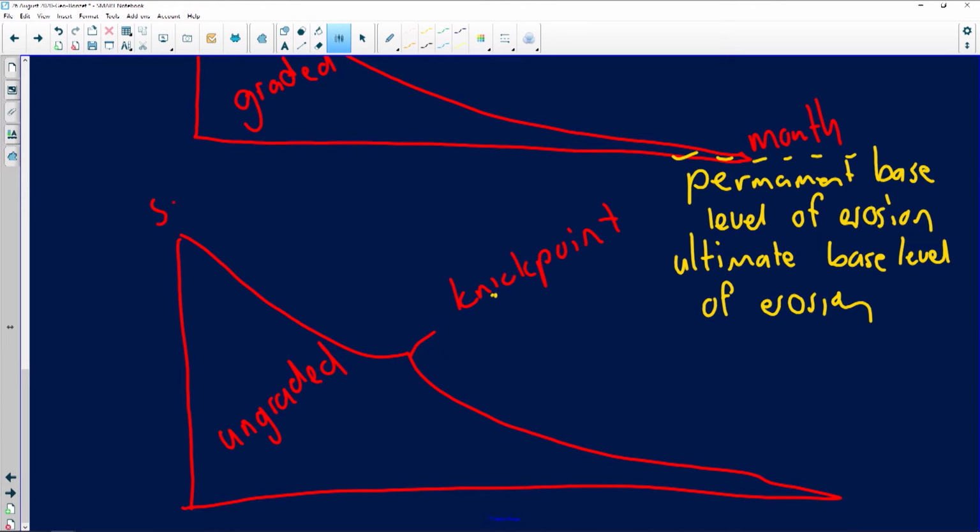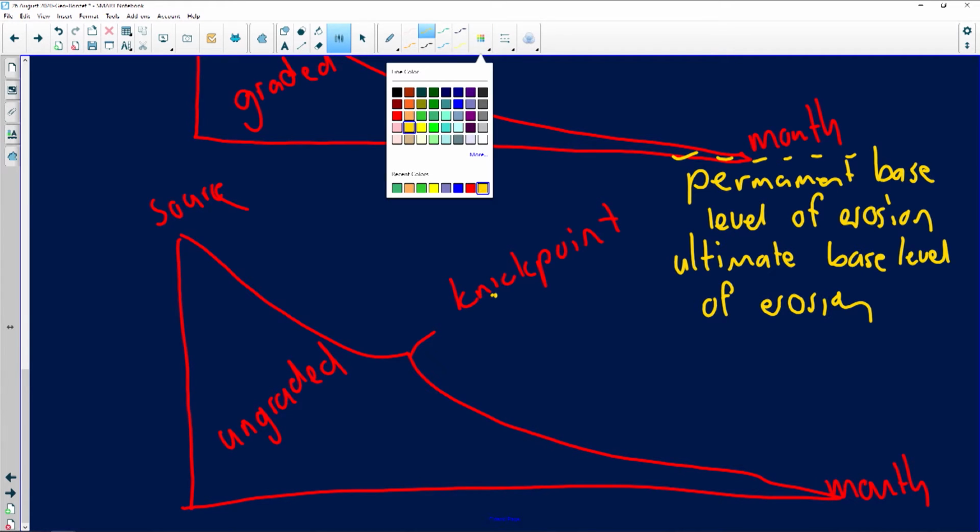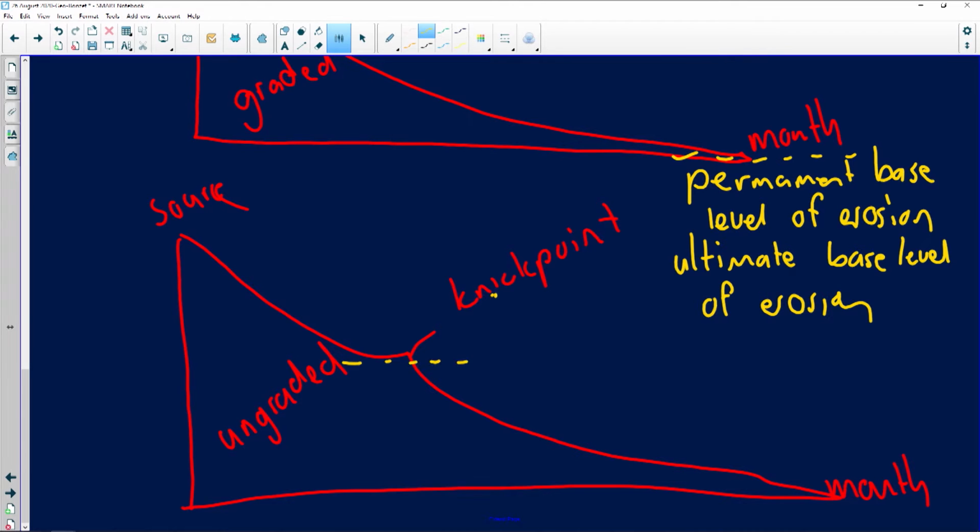Same. There's the source, there's the mouth. So what we have created with that nick point, we experienced a temporary base level of erosion.